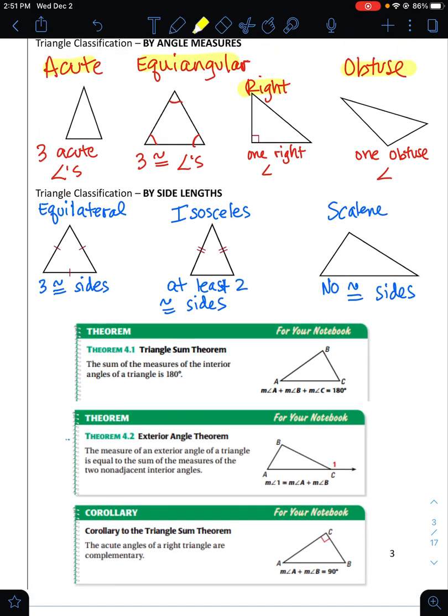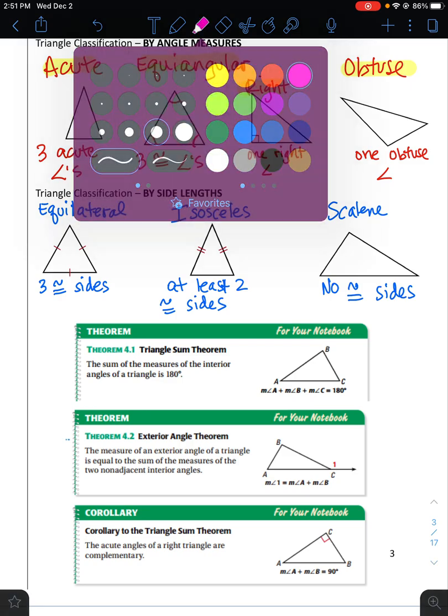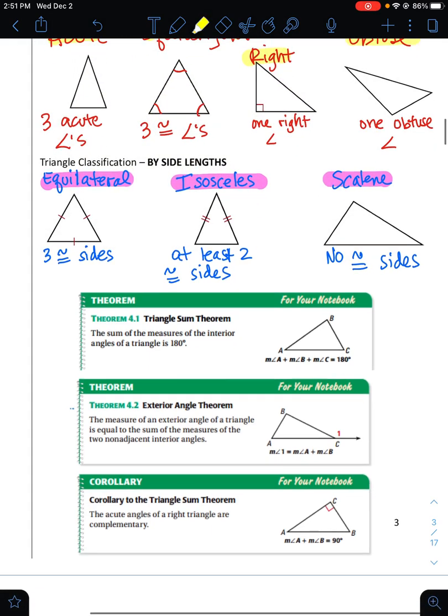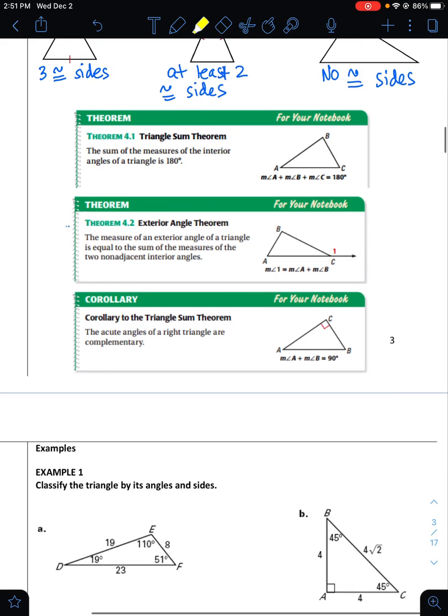Okay, so if we were classifying by side lengths, I would use these three words: equilateral, isosceles, and scalene. And very often, when we do triangle classifications, we classify by both angle measure and side measure, so we would say both. Okay, let's move down to these theorems.